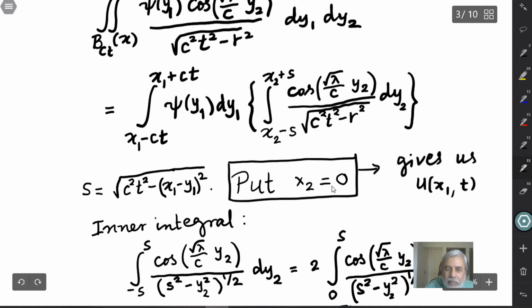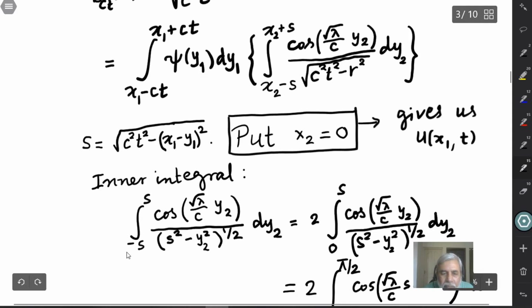Ux1, and that's what we want. Okay, so if you put x2 equal to 0, just look at the inner integral here. That becomes minus s to s of cos(root lambda by c y2) over (s square minus y2 square) to the half. This one we have now written slightly differently: we have taken x1 minus y1 square separately in that s, and only y2 is there.